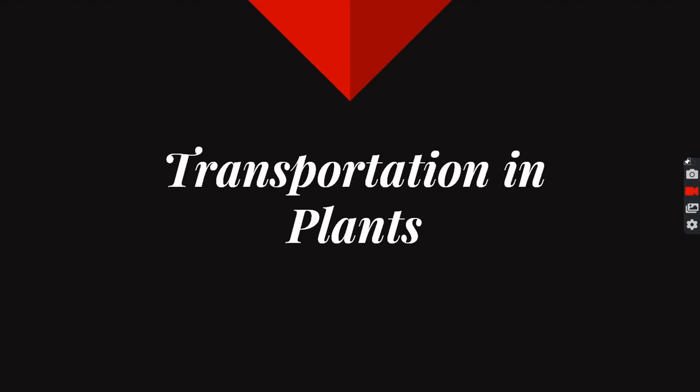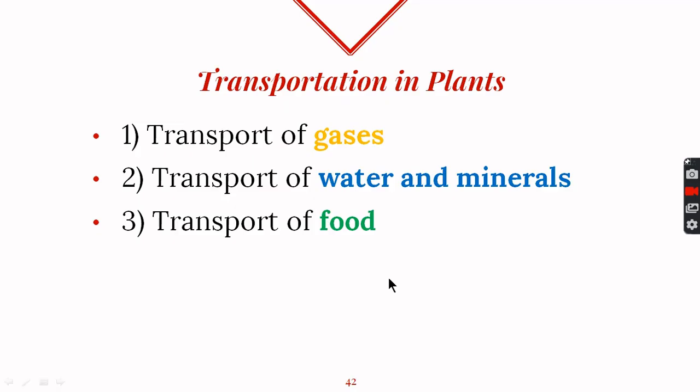In plants, three things need to be transported. First is the transport of gases, which are taken up by the stomata or by the lenticels present in the stem or the roots. From there, they enter into the intercellular spaces and simply diffuse inside the cells.